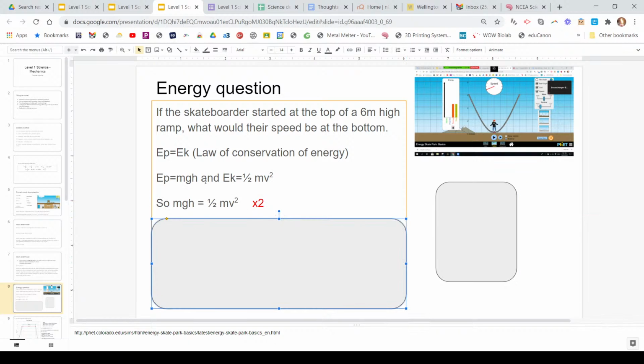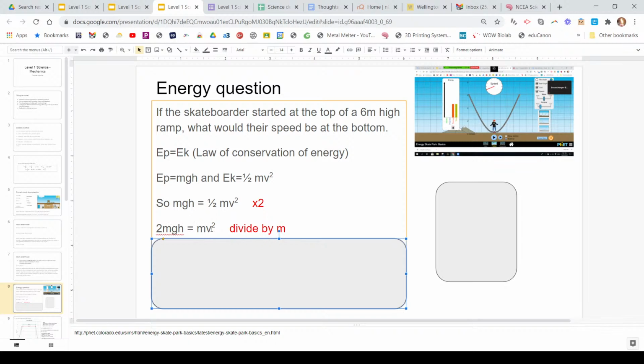So because EP is mgh, EK is half mv squared, we can write those next to each other with a little equal sign between them. I don't like fractions. I find them hard to work with, so I'm going to multiply both sides of my equation by 2, and that gives me 2mgh equals mv squared. So I've doubled both sides of the equation, and that's given me 2mgh, and that's got rid of the half. So instead of having half mv squared, I've now got mv squared.